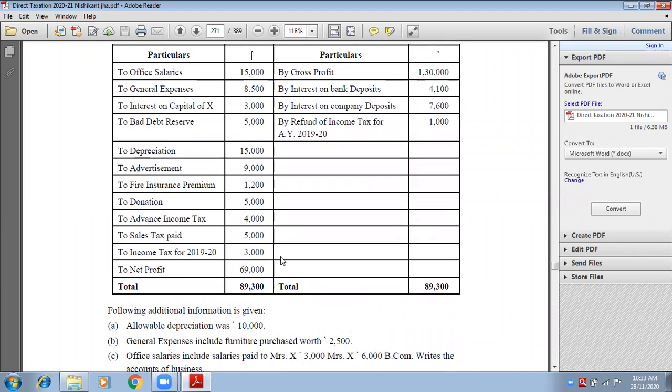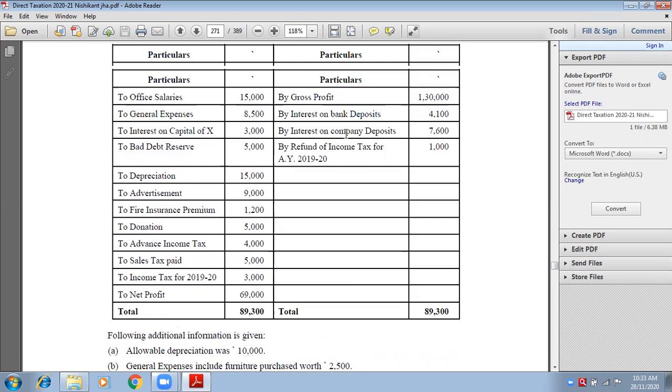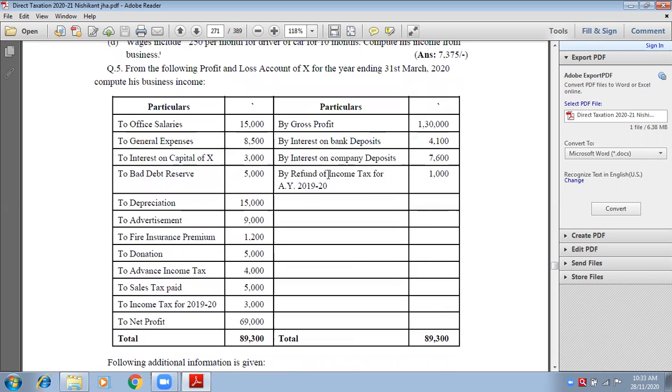Okay. Next, less incomes not related. Tell me how many income adjustments. Do you have any incomes in the adjustments? No ma'am. No. Therefore, you have to only look at the credit side. What are the credit side incomes? 3 incomes are there. Interest on bank deposit, interest on company deposit, refund of income tax. See, refund is never an income. Therefore, this thing has to be taken out.